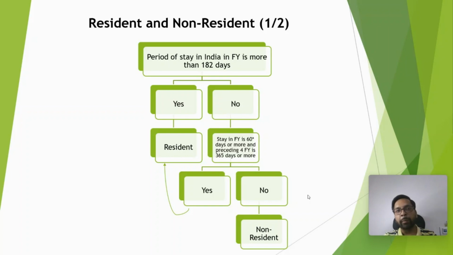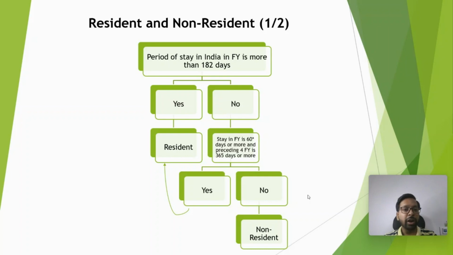Now, say I was not there in India for 182 days. Then the law has prescribed a second condition. If you have not stayed in India for 182 days or more during the financial year, there is a second condition which says if you are in India in the financial year for at least 60 days, and for the four preceding financial years you were in India for at least 1 year, or 365 days, then also you will be termed as a resident.